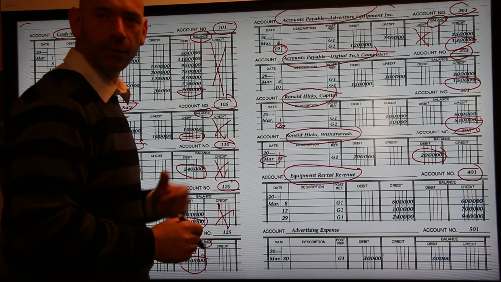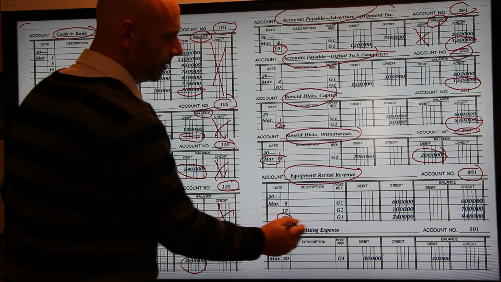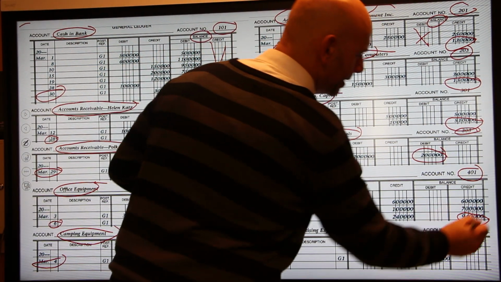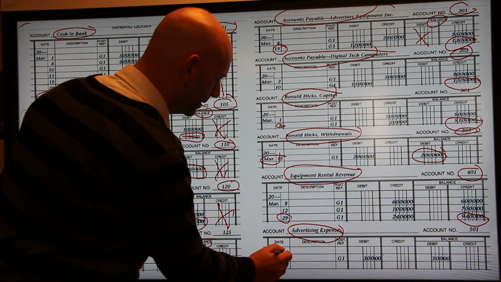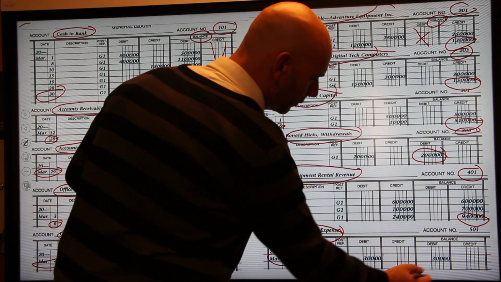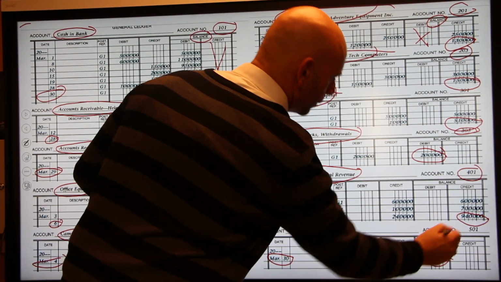Equipment rental revenue, the account number is 401. On the last day of the month, we follow it over, and we see here that the balance is 9,400. And then finally, we have advertising expense. On March 30th, we spent $300 for advertising expense.